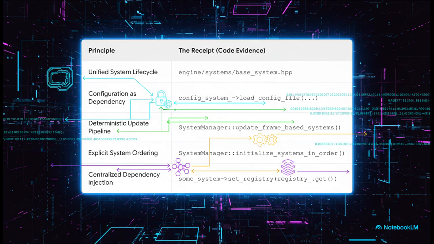The unified lifecycle? That's enforced by the base system.hpp interface. Configuration as a dependency? Proven by those early load config file calls. And the deterministic pipeline? It's sitting right there in updateFrameBasedSystems. It is all explicit, and it's all auditable.